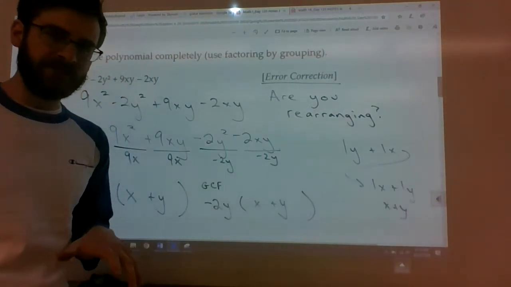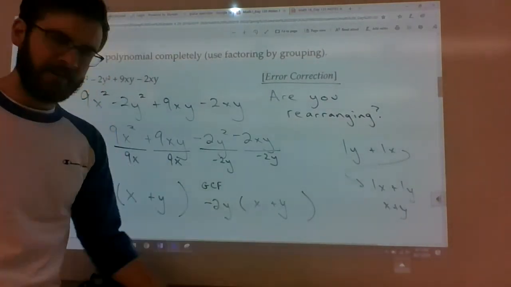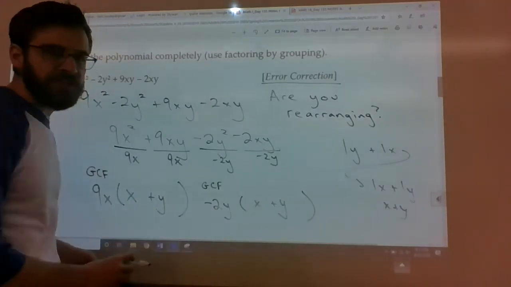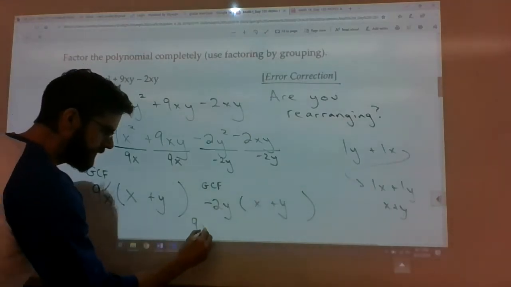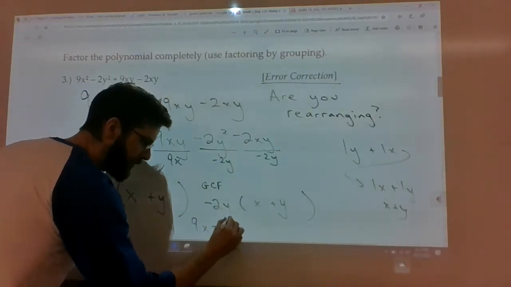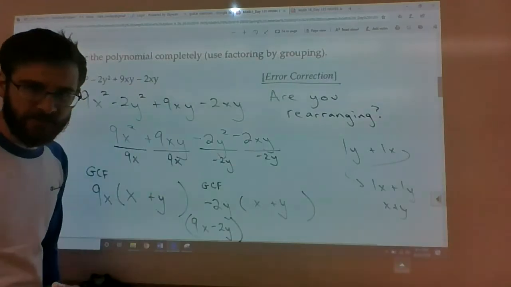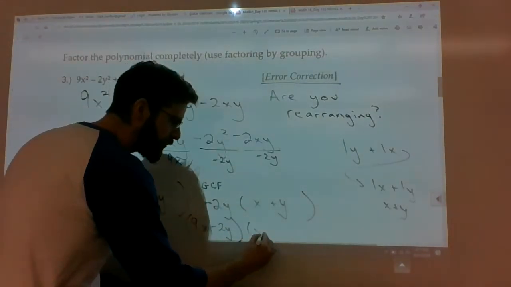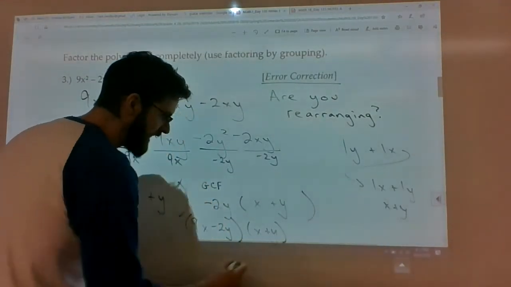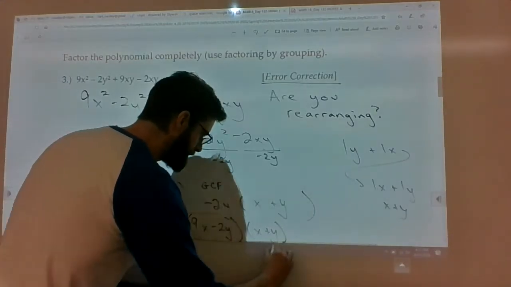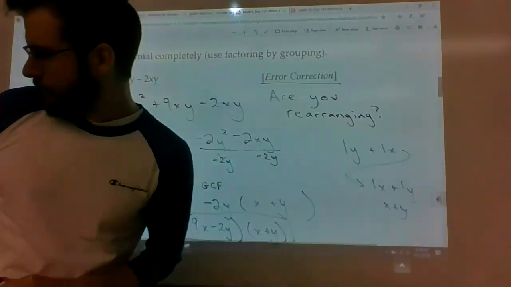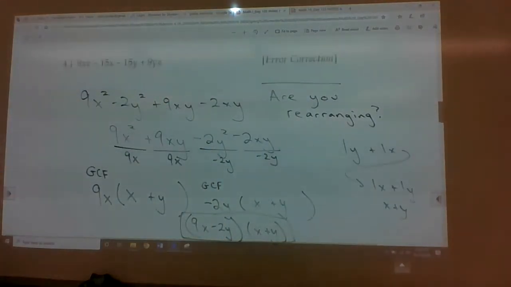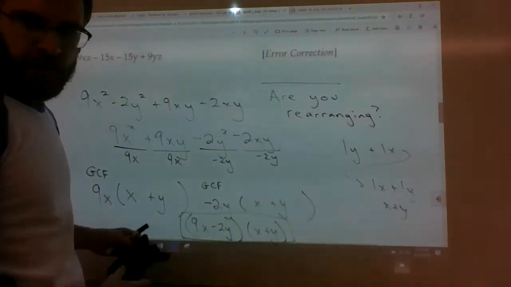Because if you get the basics of factoring by grouping, there are your leftovers. Here are your two GCFs. The GCFs create a binomial. That's a two-term polynomial, which is one of the factored pieces. And then x plus y creates the second one. And that's it. Let's check out number 4 now.